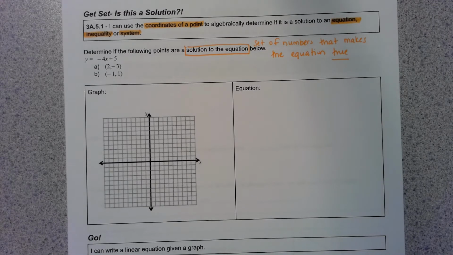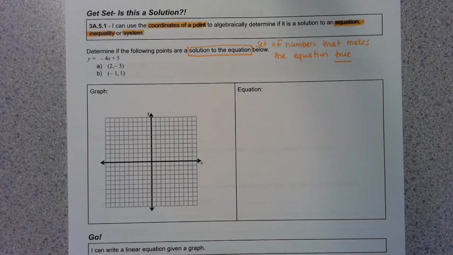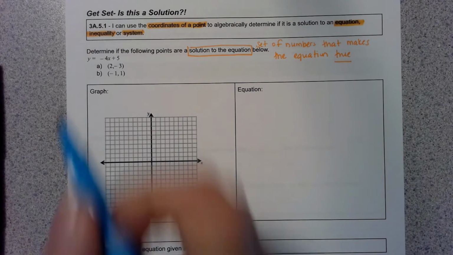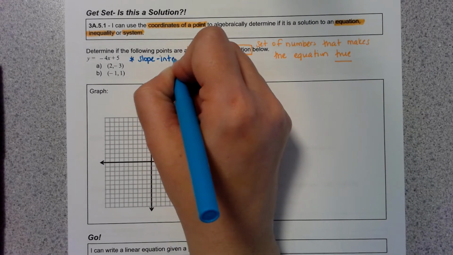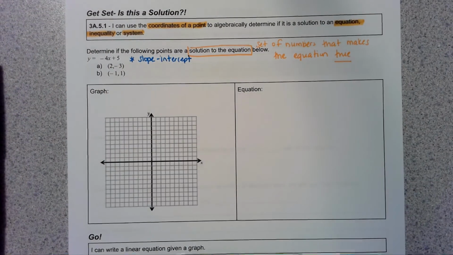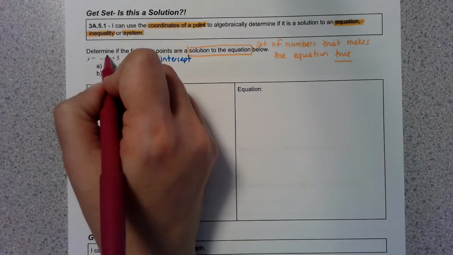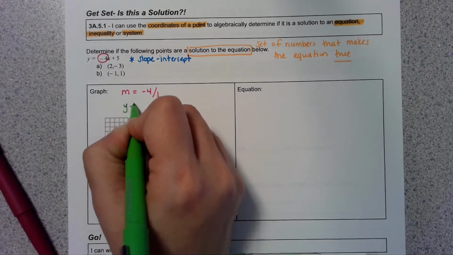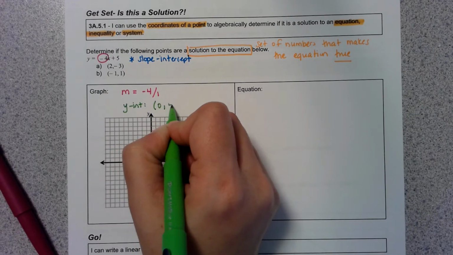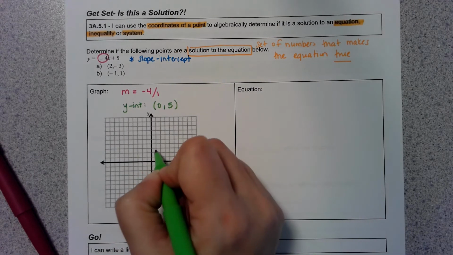There are two different ways for us to do this. We can do this by looking at a graph, and we can do this actually using the equation we were given. Let's start with the graph. From this equation, I know that this is slope-intercept form. So I should be able to figure out the slope and the y-intercept of the graph. The slope would be -4/1 because the -4 is what is being multiplied by the x. And the y-intercept would be the point 0, 5, because that's the number that's being added at the end.